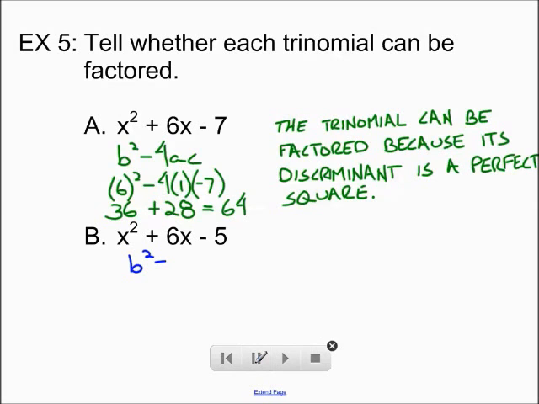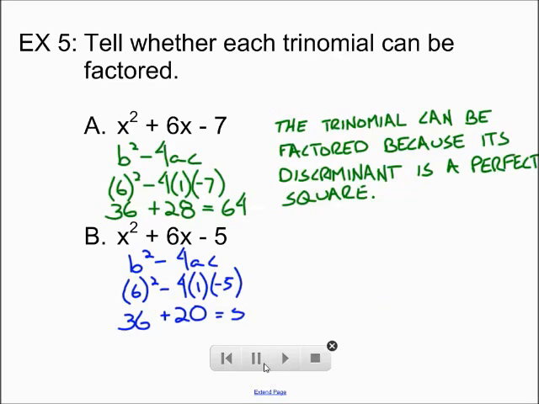Okay, now let's look at the second one here. Maybe you're having trouble looking for factors of negative 5 that add up to 6. Again, we can look at the discriminant, 6 squared minus 4 times 1 times negative 5. See, 56 is not a perfect square, and that tells us that this trinomial cannot be factored. If the discriminant is a perfect square, the trinomial can be factored. If it's not a perfect square, it cannot be factored.